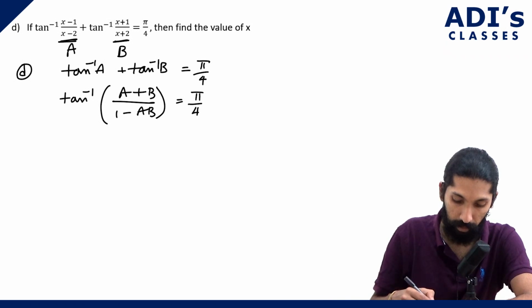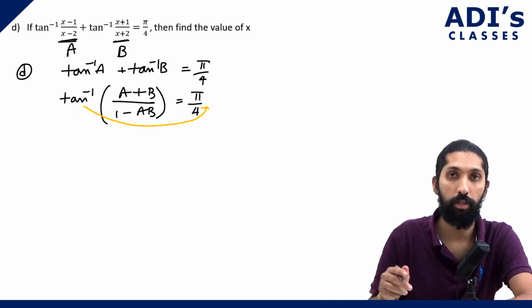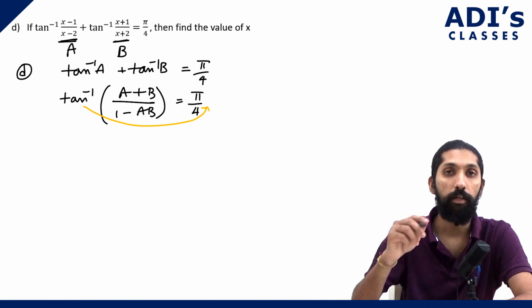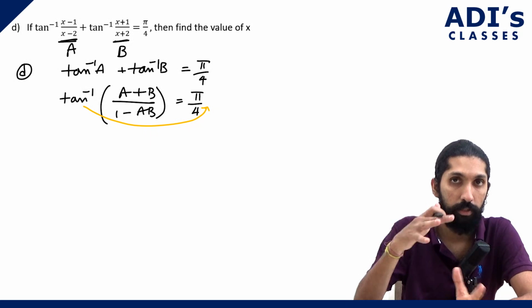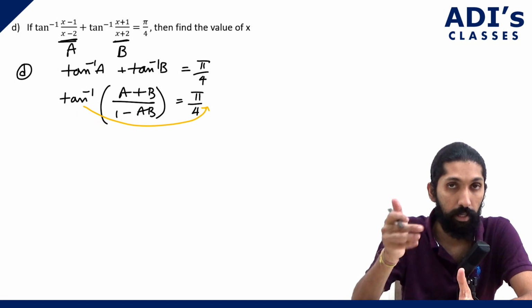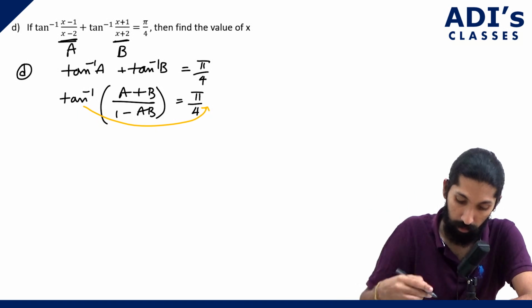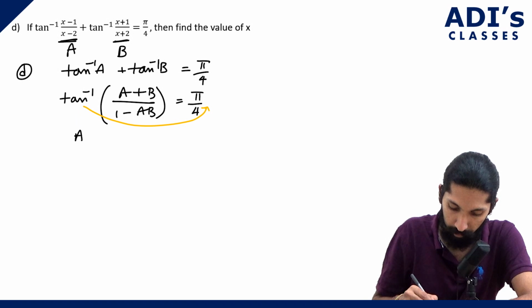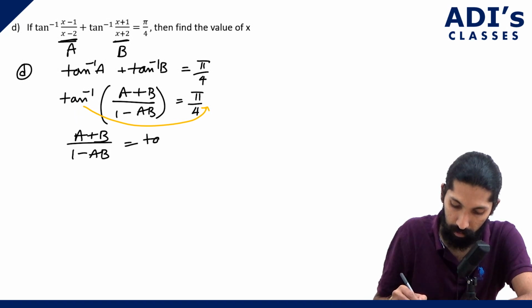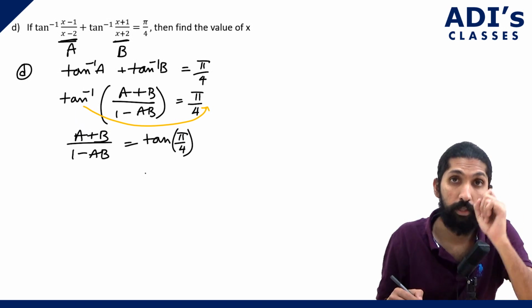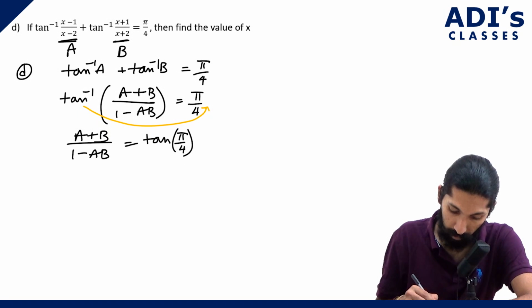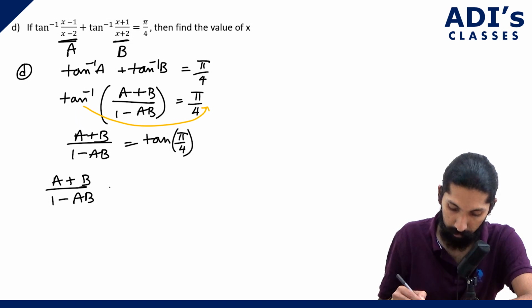Now, if you take the tan on the other side, which I know is not the right way of explaining, but basically taking tan on both the sides so that the tan and tan inverse will cancel out, you're going to get A plus B by 1 minus AB is equal to tan pi by 4. Tan pi by 4 is 1. So you get A plus B by 1 minus AB is equal to 1.